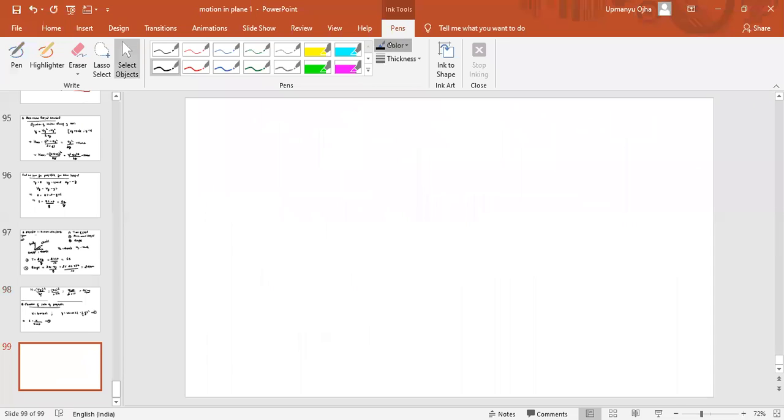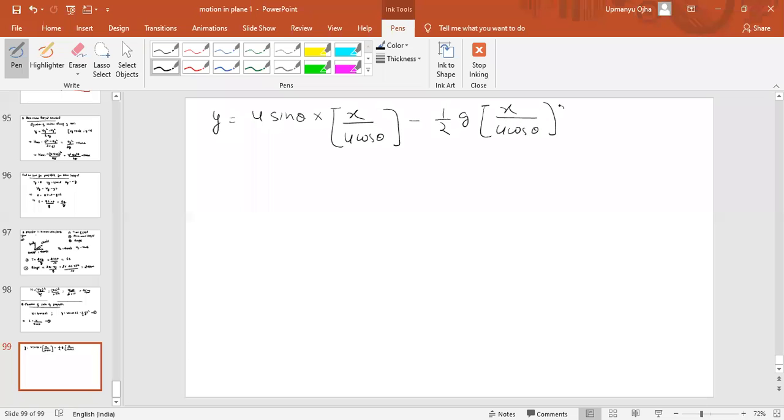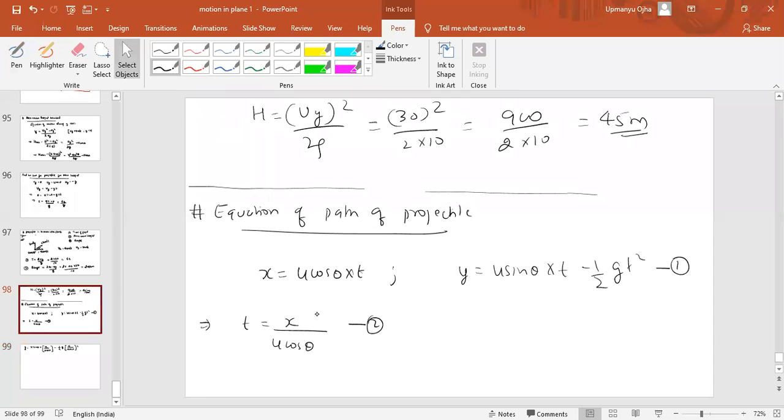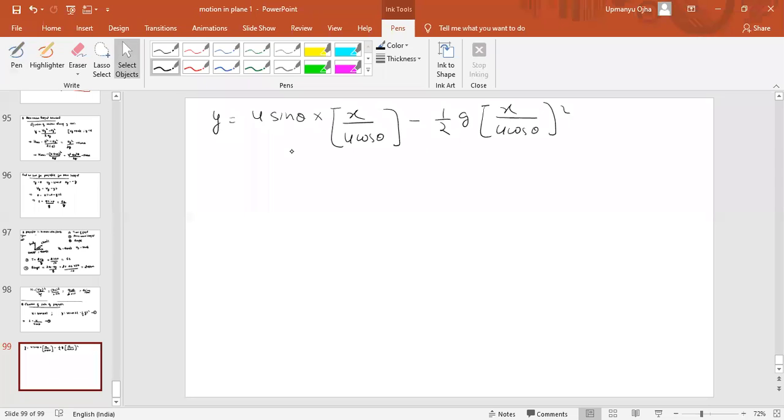We'll get y equal to u sin theta into time. Time we have taken as x by u cos theta, minus half g, and time is x by u cos theta whole square. So if I substitute the value of time from this equation, we get y equal to u sin theta x by u cos theta minus half g x square by u square cos square theta.